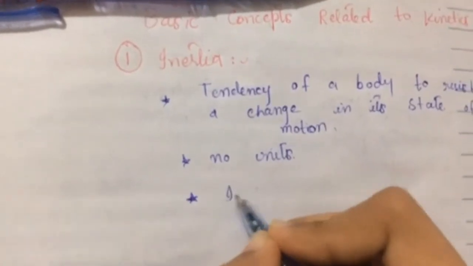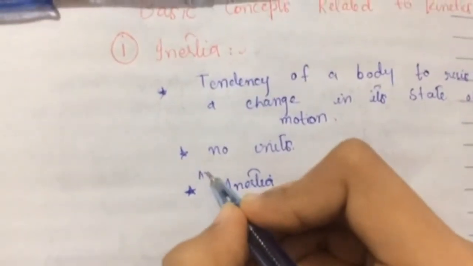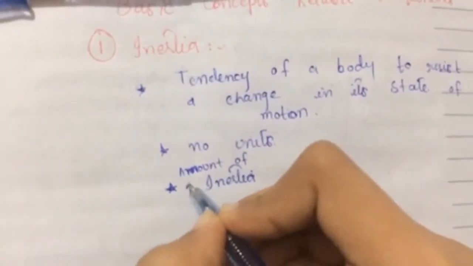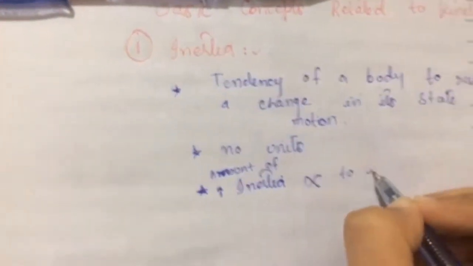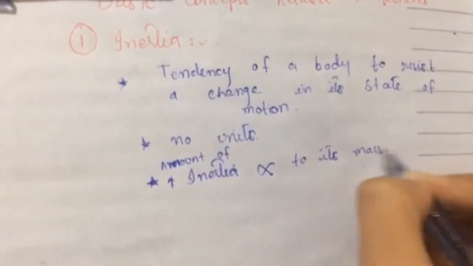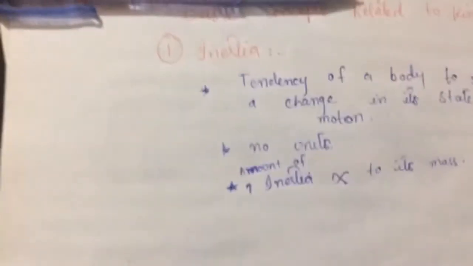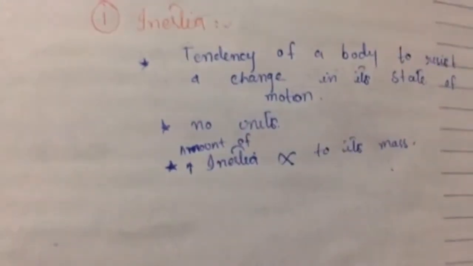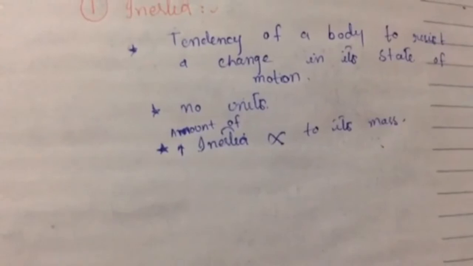The third main point is that the amount of inertia is directly proportional to its mass. If they are more massive, or have more mass, it is more difficult for us to change their state. So this is the basic concept of inertia. After that we can see mass.